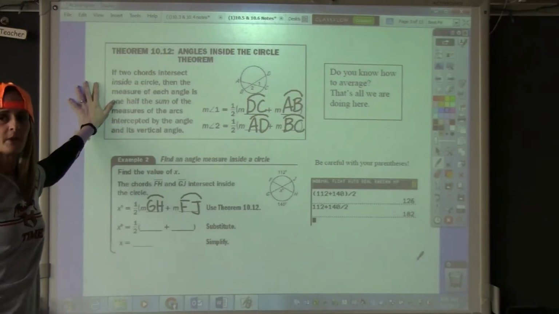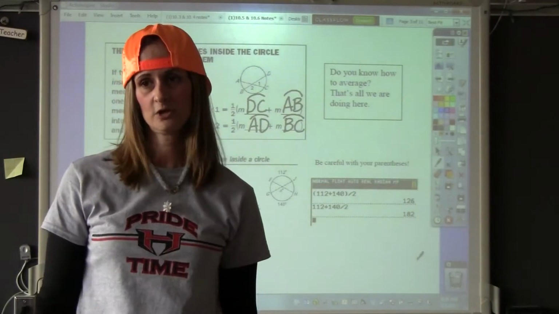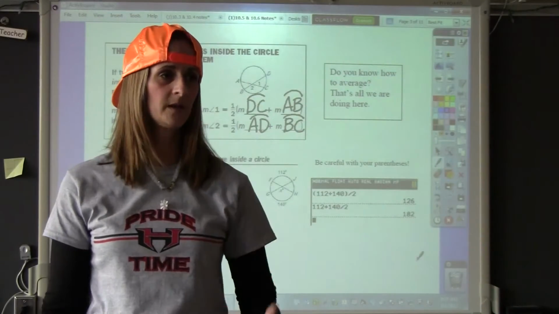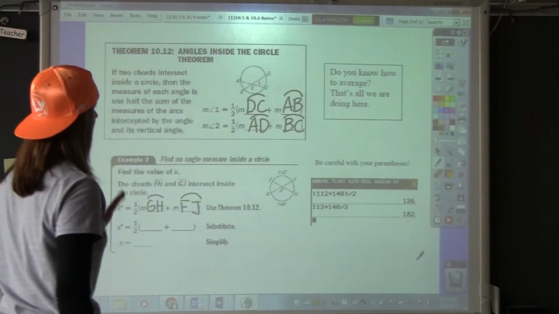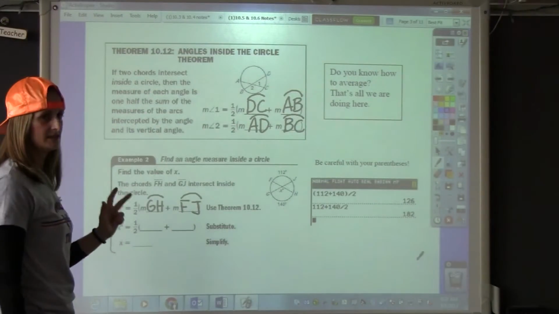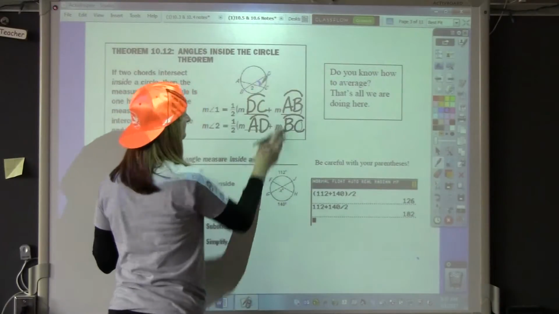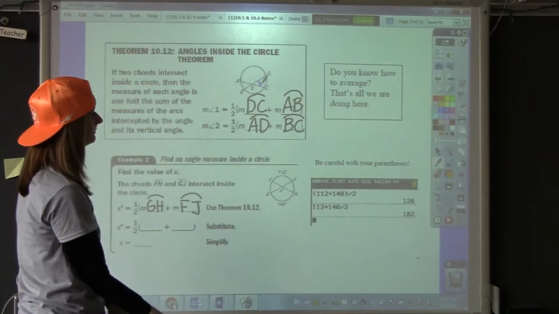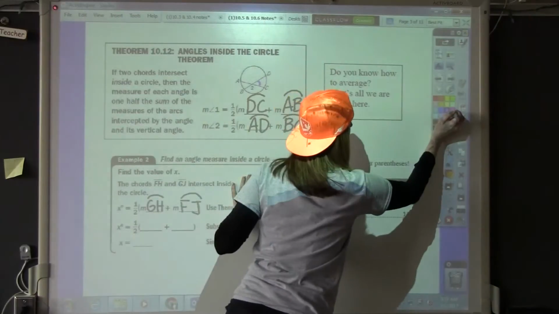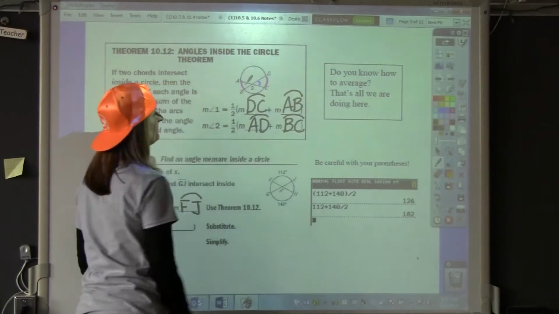Do you guys remember how to average? If I give you 2 numbers, how do you average? You add them up. You divide by 2. So you should have no problem with this. So go ahead and write this down. What this says is, if you're asked to find the measure of this angle 1, it's just the average of these 2 arcs.